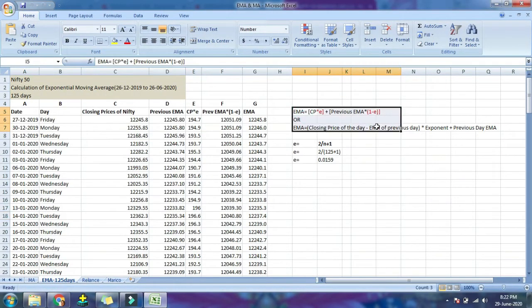What kind of improvisation is there in EMA? Basically, EMA takes weights into consideration. More importance in EMA is given to the latest price. Here you are giving one part of the weight to the current price and the balance weight is assigned to the previous EMA.